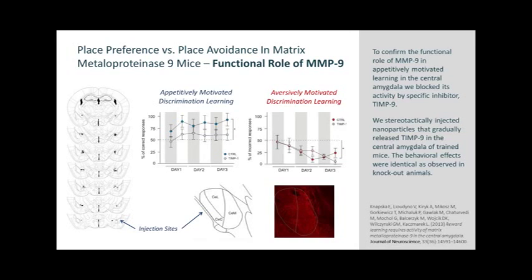So we tested our mice in an appetitively motivated discrimination task and an aversively motivated discrimination task. And again, we had the same result as with knockouts. It means that the mice with blocked activity of MMP9 in the central amygdala were impaired in appetitively motivated learning, but not in aversively motivated one. So we can conclude that MMP9 in the central amygdala plays a role in appetitively motivated learning.